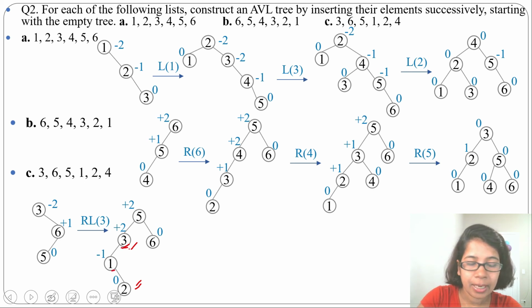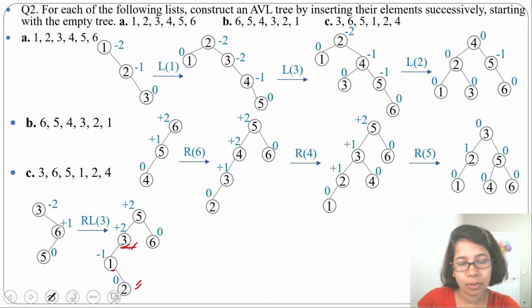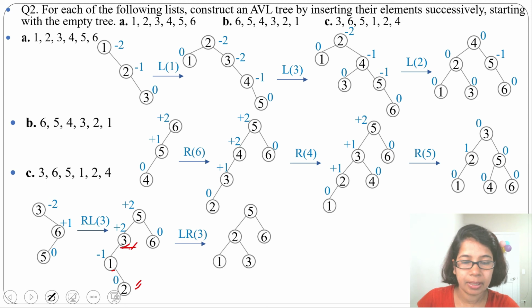In case of LR rotation, the parent's immediate left child's immediate right child will be the new parent. Means this 2 will be the new parent, 1 will be its left child, 3 will be its right child, and 5, 6 will be as usual. So after LR of 3, 5 will be as usual, 6 will be the same. Now this 2 will be the new parent for 1 and 3. 3 will be the right child and 1 will be the left child.